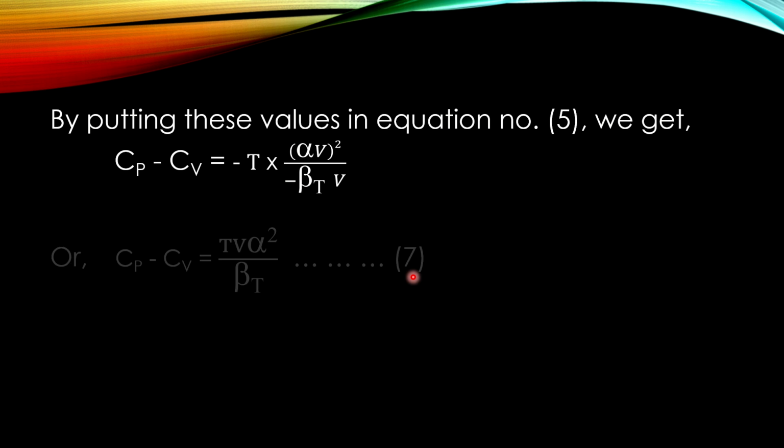Then what would be left? The thing that would be left is nothing but equation number 7. So Cp minus Cv has the expression T V alpha squared by beta T, which is a function of alpha and beta.